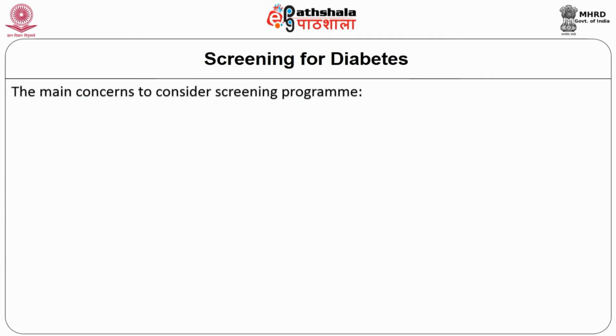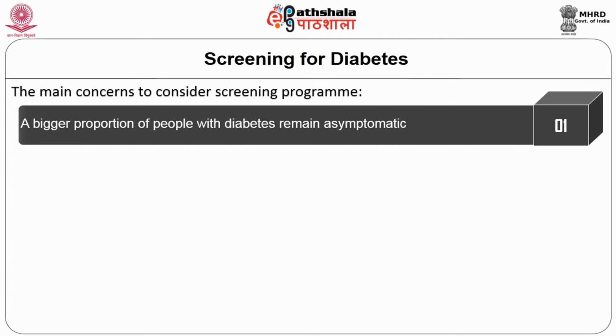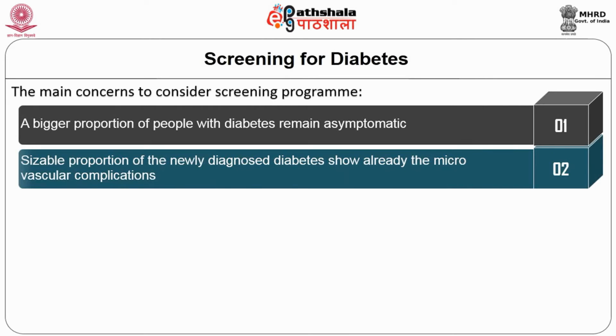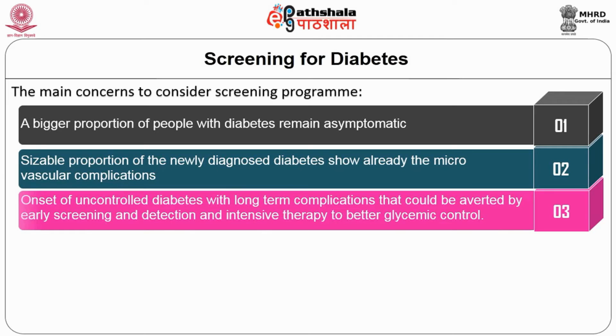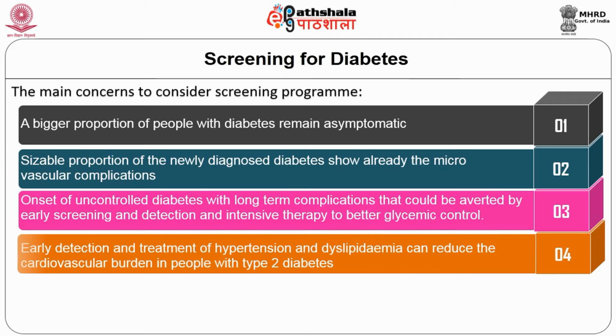The main concerns to consider for a screening program: a bigger proportion of people with diabetes remain asymptomatic because it's silent. A sizable proportion of the newly diagnosed already show microvascular complications. So this tells you we have to screen them much earlier. The onset of uncontrolled diabetes with long-term complications could be averted by early screening and intensive therapy for better glycemic control. Early treatment and detection, even of comorbidities like hypertension and dyslipidemia, can reduce complications such as cardiovascular burden in people with type 2 diabetes.